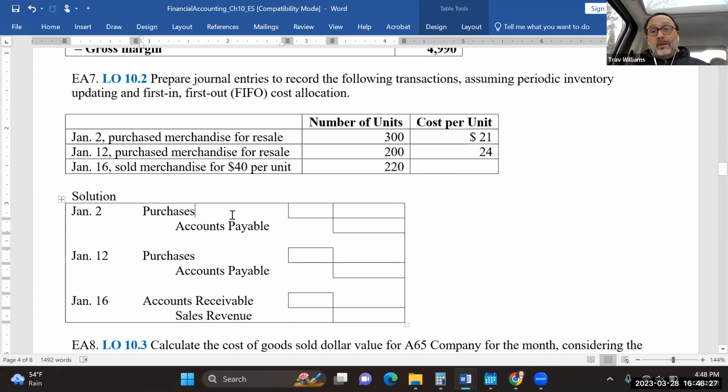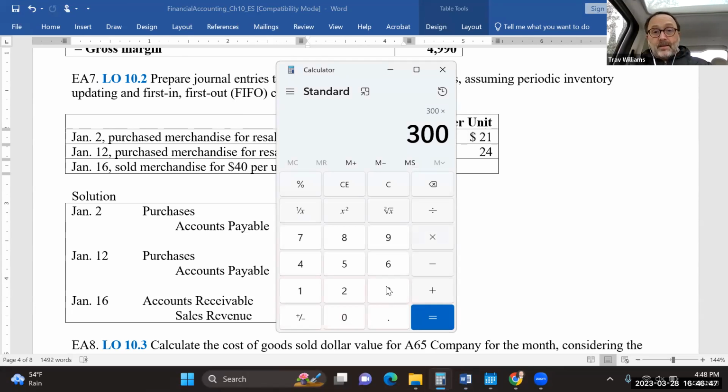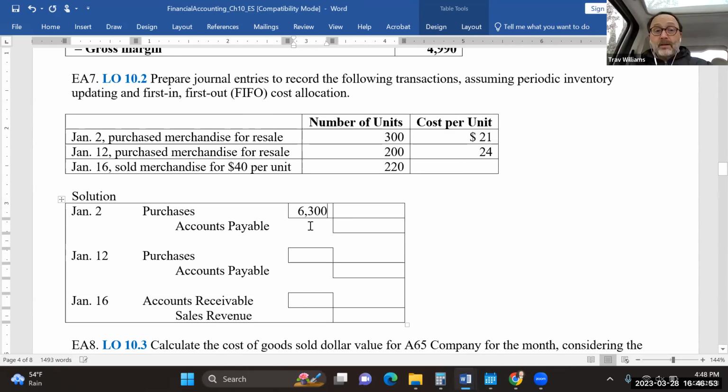So anyways, the thing to remember, if nothing else, is when you're using the periodic method and you purchase inventory, you debit purchases. And here we bought 300 units at $21 each. So we go 300 times 21 at $6,300. And in most business transactions, you pay for it later, so that would be a credit to accounts payable. Then on January 12th, we bought 200 units at $24, so that's $4,800. Debit to purchases, credit to accounts payable.